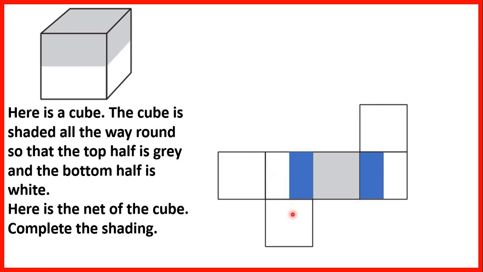And then if we think how we're going to make our cube, if this is the top, then this face will fold round so that this edge will cover this edge here. And that means this half of this face will be shaded as well, because that's the face at the front that we can see. And this face will fold round and cover this edge here, so we need to shade this half as well.